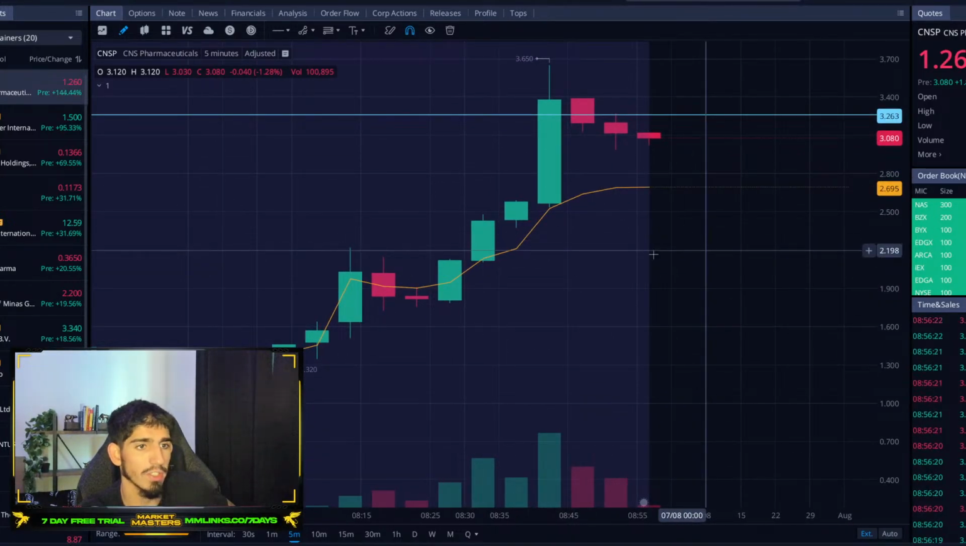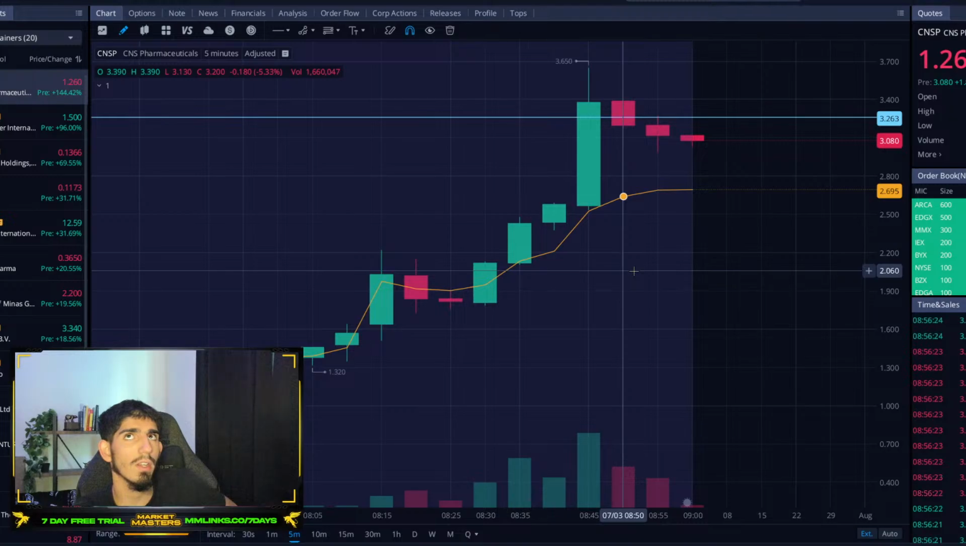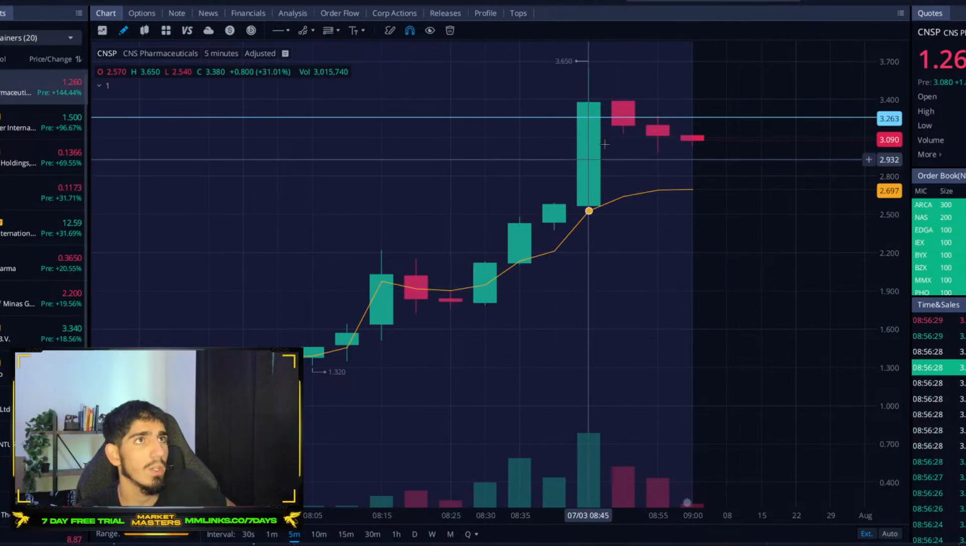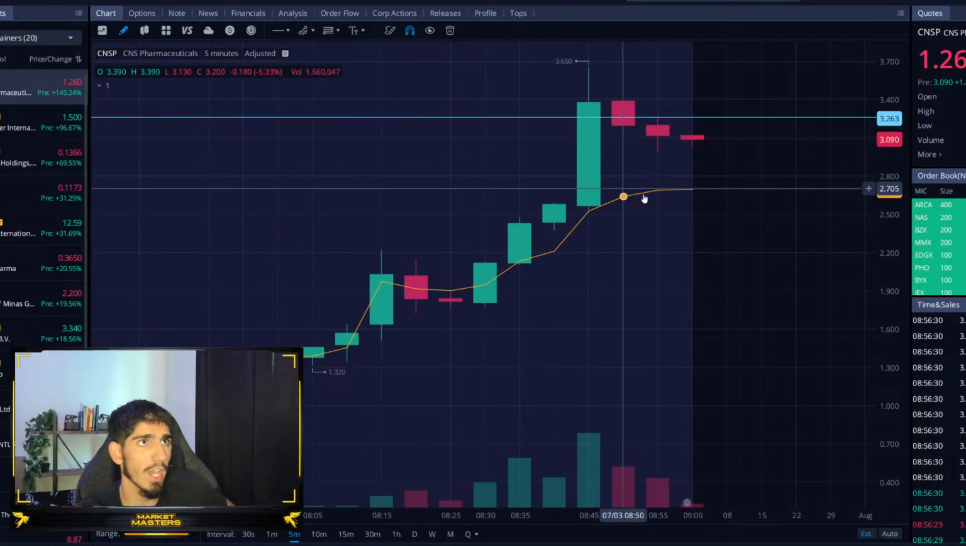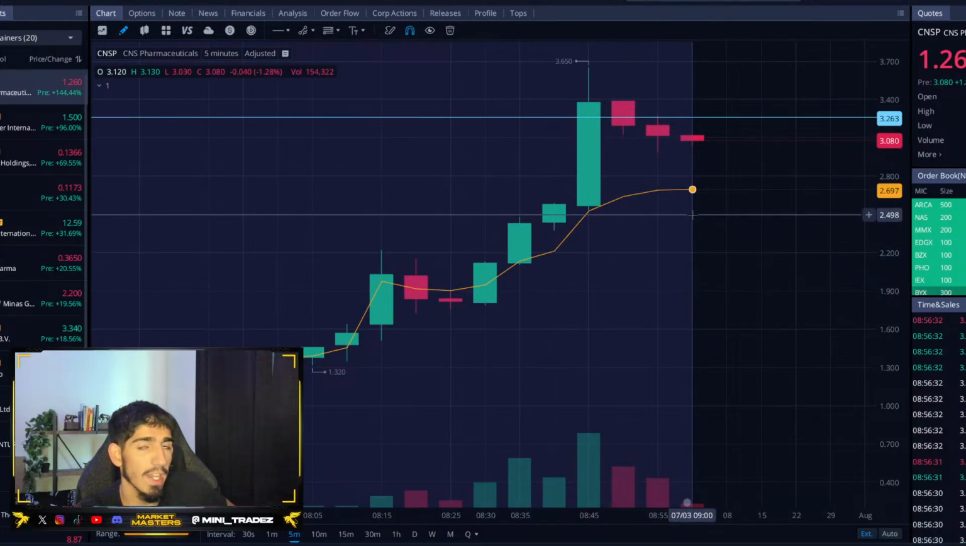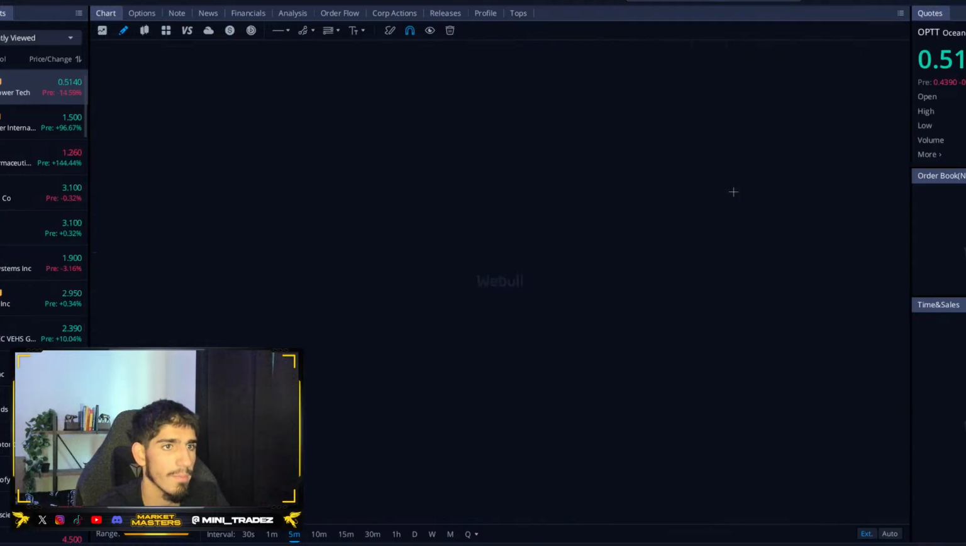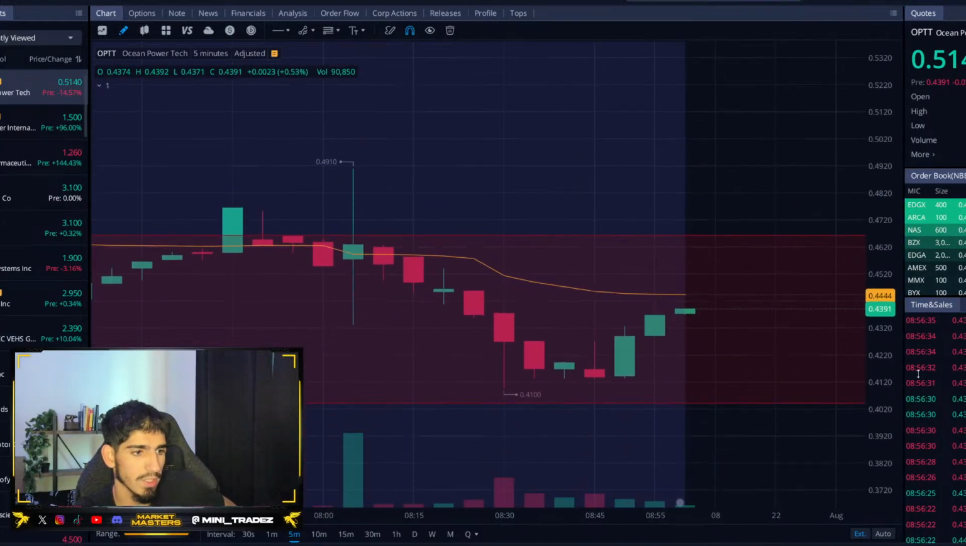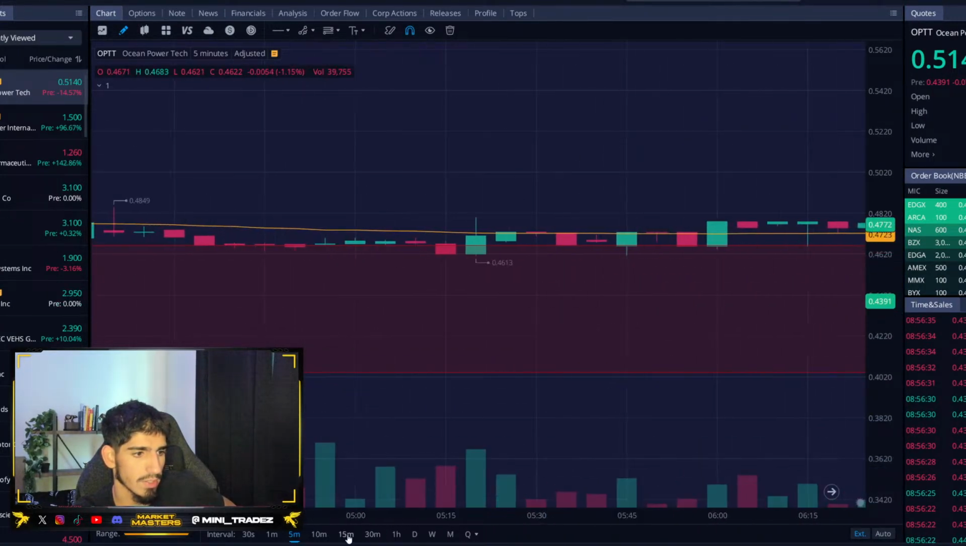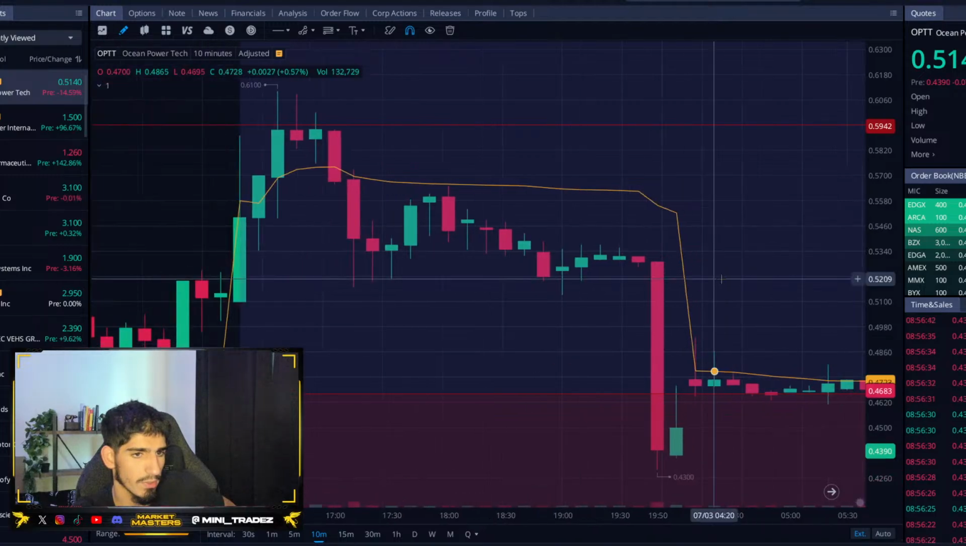So where did the run start? This reminds me of the one, OPTT from yesterday. What happened on OPTT was we had a high. We broke structure of the previous high. We retested the previous high after market open and then made that move up. Let's go check it out. So OPTT on the 10-minute. Let's zoom out a little bit.